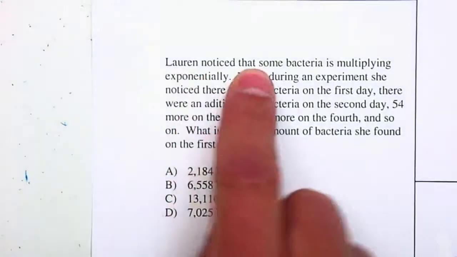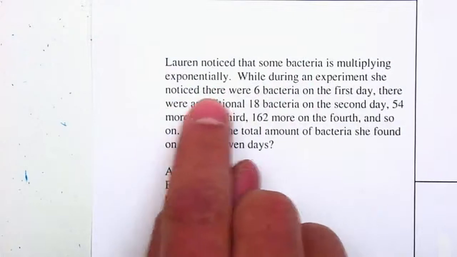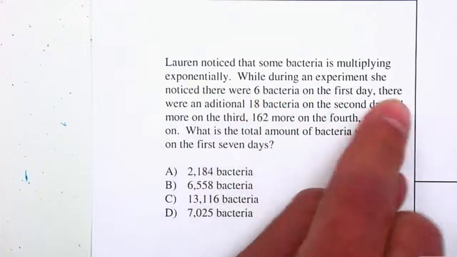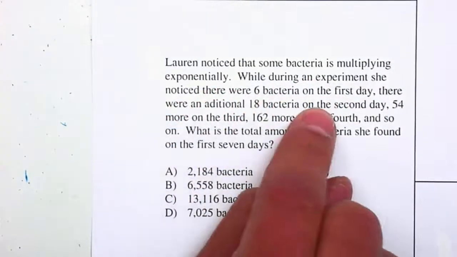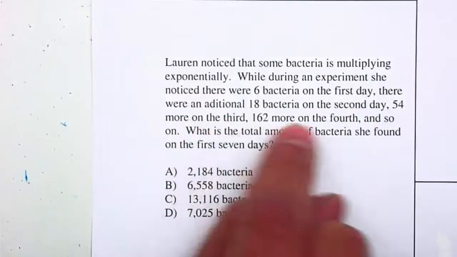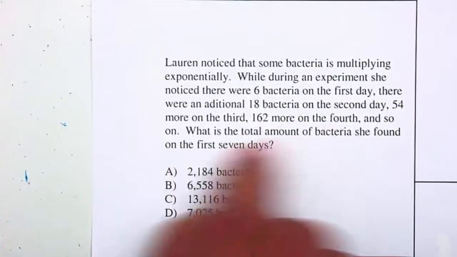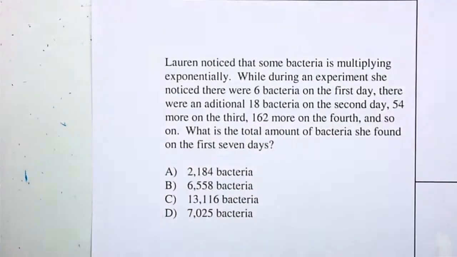Lauren noticed that some bacteria is multiplying exponentially. While doing an experiment, she noticed there were 6 bacteria on the first day, an additional 18 bacteria on the second day, 54 more on the third day, 162 more on the fourth day, and so on. What is the total amount of bacteria she found on the first 7 days?